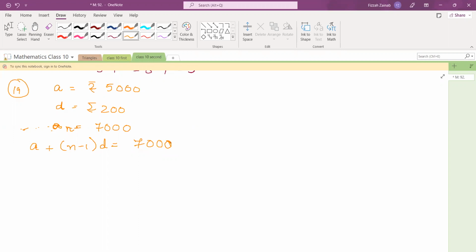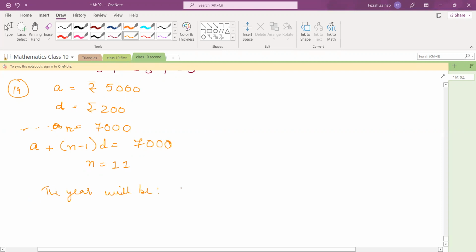11. Okay. So basically after 11 years, his salary will become rupees 7,000, but you have to tell the name of the year as well, because according to the question, in which year. So he started in 1995. The year will be 1995 plus 11. Understood? So you will get the name of the year, 2006, correct? So in 2006, his salary will become rupees 7,000.